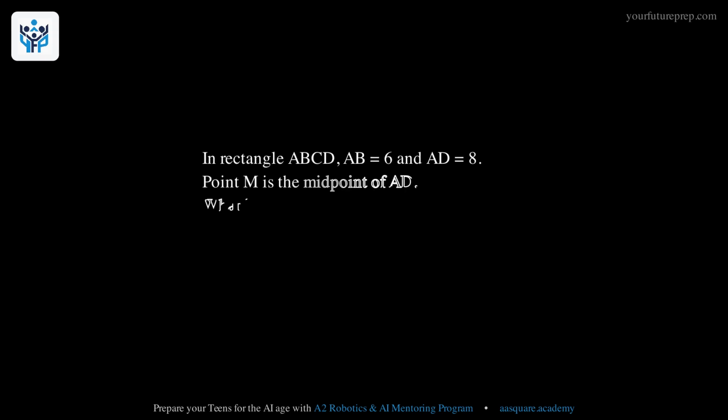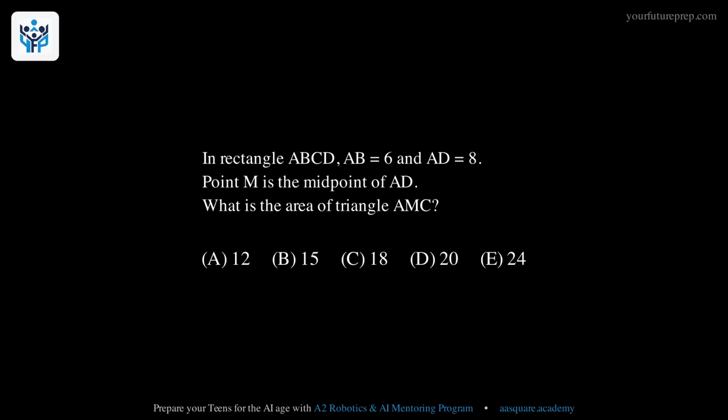Here's problem 2 from the 2016 AMC 8. In rectangle ABCD, AB equals 6 and AD equals 8. Point M is the midpoint of AD. What is the area of triangle AMC? The choices are 12, 15, 18, 20, and 24.